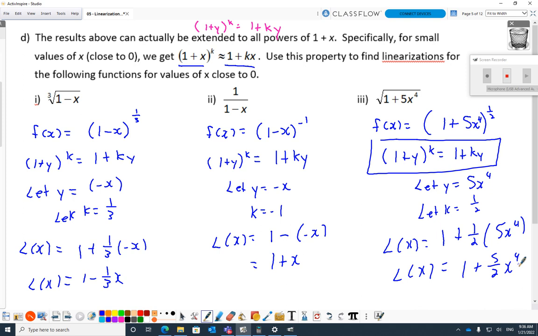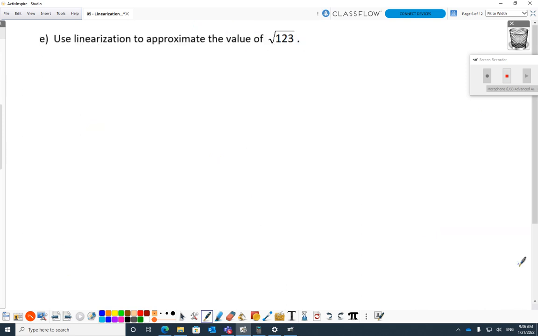That might not be a good representation of the kind of test questions that will be out there. But this one certainly is. This one forces you to think through the whole process and go, how am I going to use linearization to approximate a tough square root? Let's agree that approximating square root 123 is not simple.